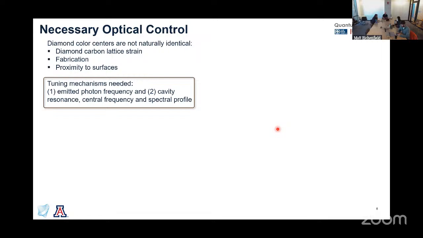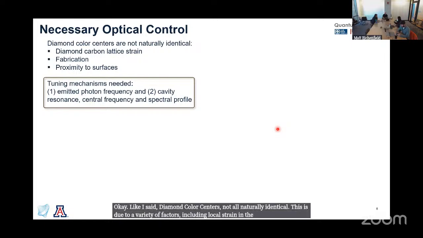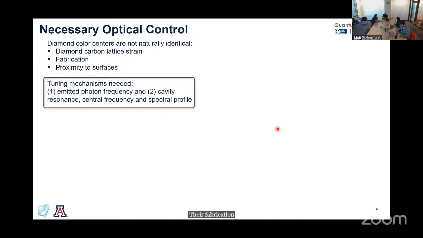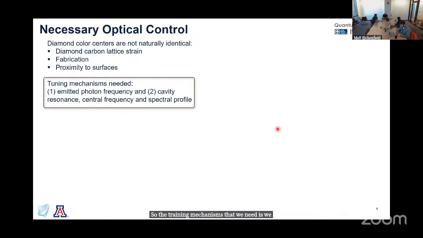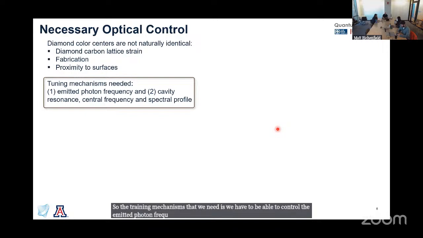Like I said, diamond color centers are not all naturally identical. This is due to a variety of factors, including local strain in the carbon lattice where the vacancy happens to sit, their fabrication, and their proximity to surfaces, as they can be sensitive to surface roughness. So the tuning mechanisms that we need are that we have to be able to control the emitted photon frequency, and if we embed them into a cavity, we have to be able to control the cavity resonance, both their central frequency and the spectral profile.